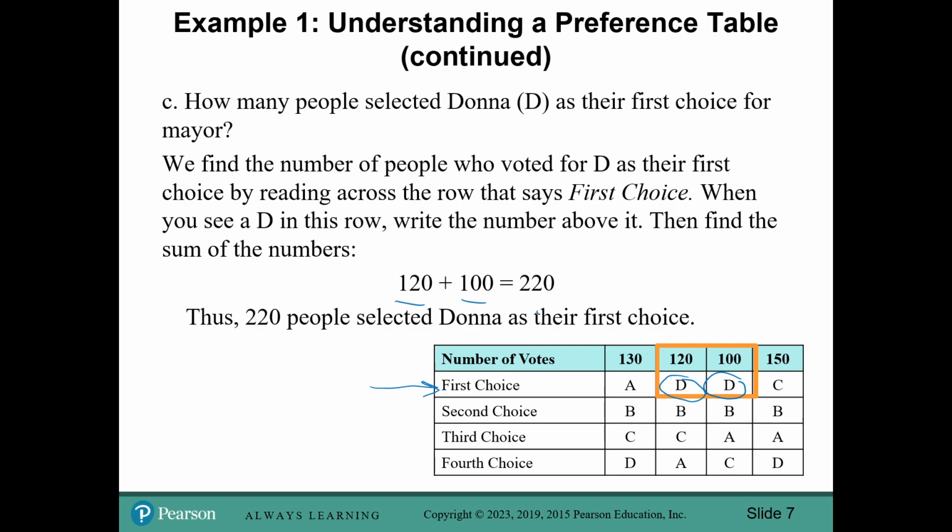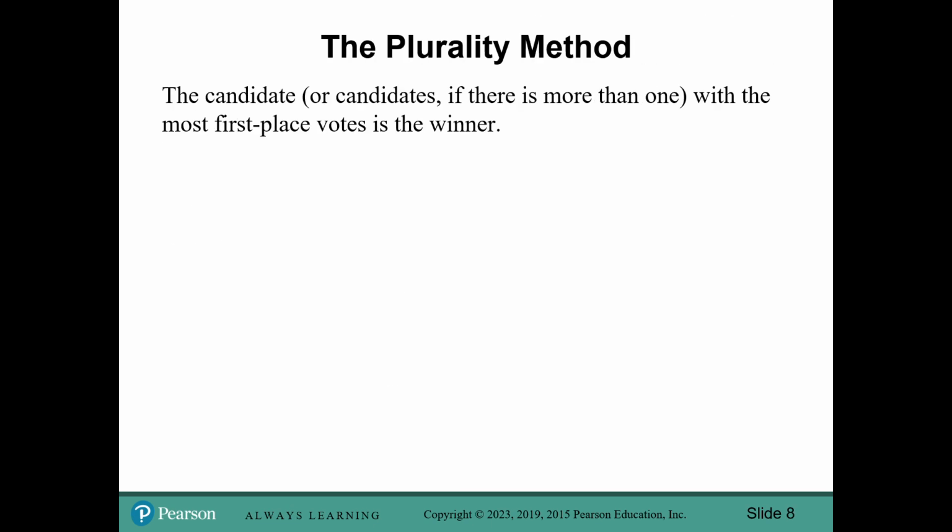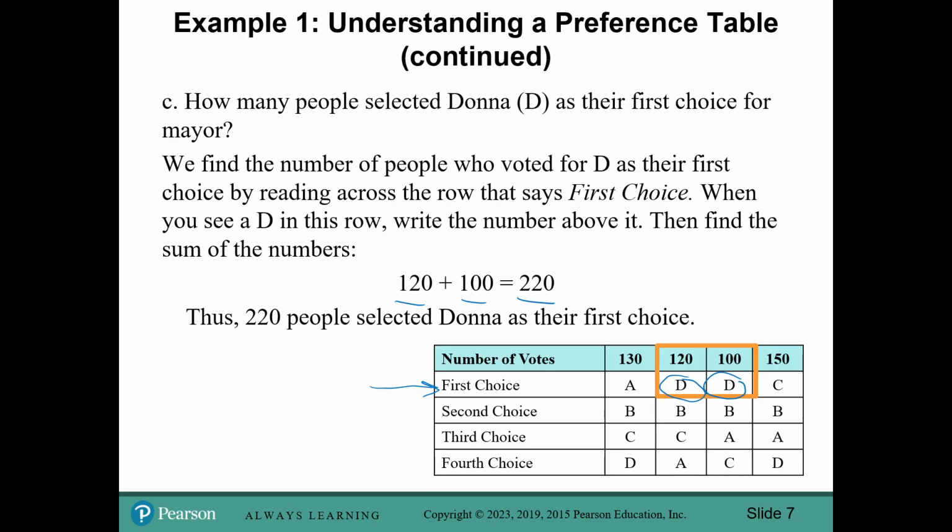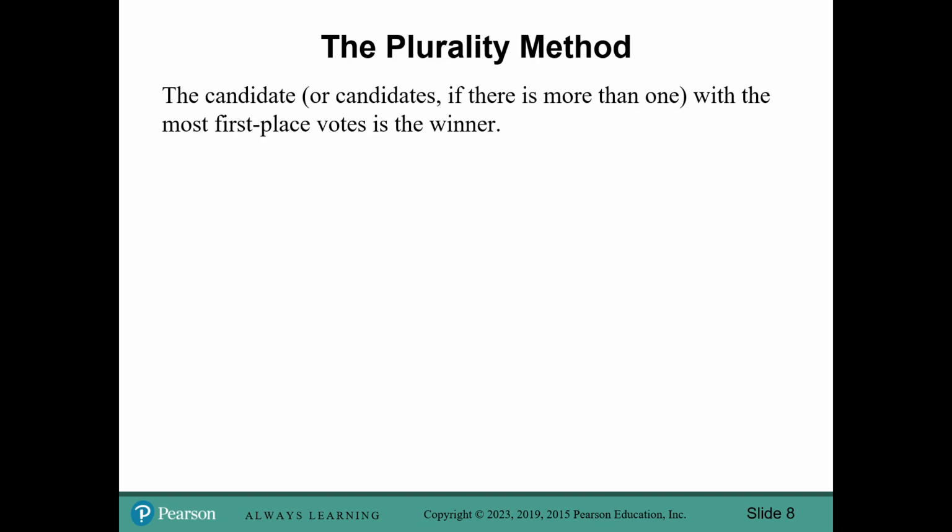120 plus 100 means that Donna got 220 first place votes, and all we had to do was total those together. Donna clearly got, I believe, the most first place votes overall, because A got 130 and C only got 150, whereas Donna got 220 first place votes. Now let's look at some different methods here. You're like, okay, that's pretty straightforward. How could it be any different?